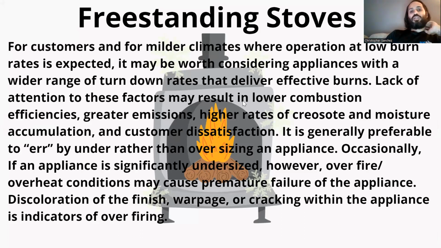Lack of attention to these factors may result in lower combustion efficiencies, greater emissions, higher rates of creosote and moisture accumulation, and customer dissatisfaction. It is generally preferable to err by under rather than oversizing an appliance. Occasionally, if an appliance is significantly undersized, however, overfire heat conditions may cause premature failure of the appliance. Discoloration of the finish, warpage, or cracking of an appliance are indicators of overfiring.